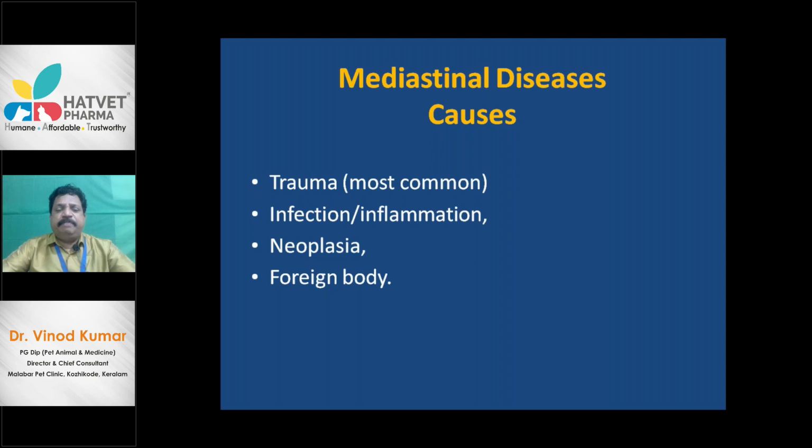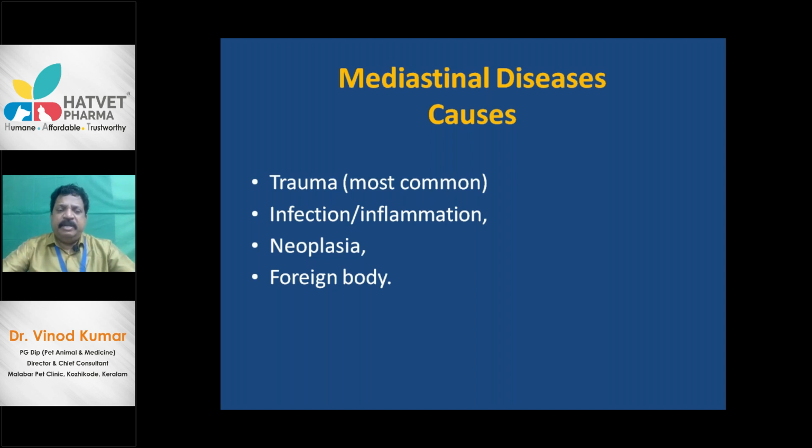So the mediastinal space contains the major organ, which is the heart, and the major blood vessels like the aorta, pulmonary artery, then the cranial vena cava, the caudal vena cava, and the pulmonary veins. So everything is there in the mediastinum.